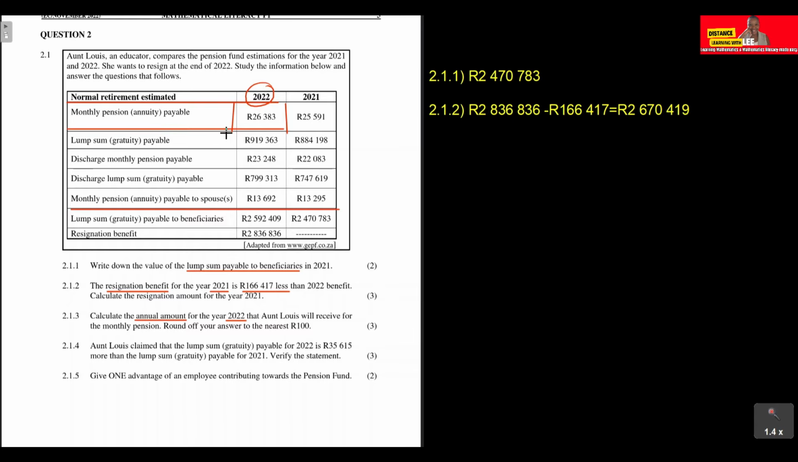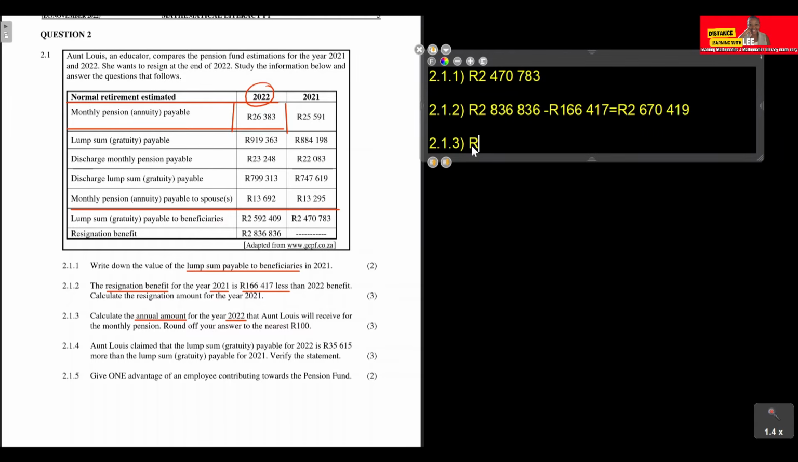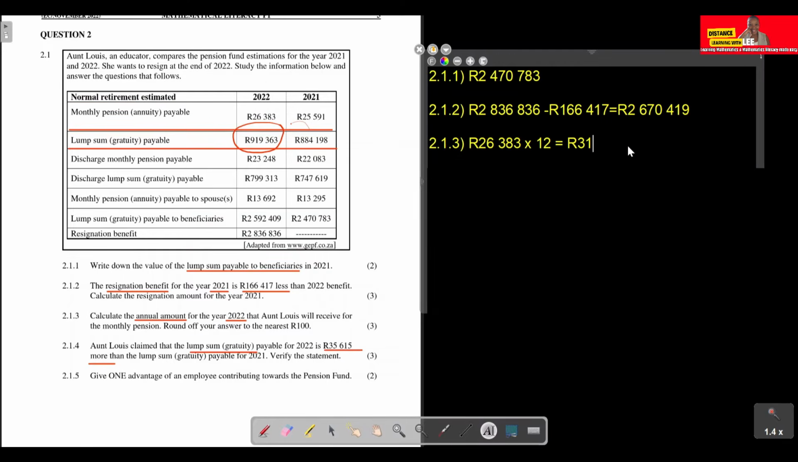and we're going to multiply it by 12 to be able to determine what the annual amount will be. Okay, so we're just going to take that amount of 26,383, multiply by 12 because we want the annual amount, and if you punch that into your calculator, you'll get that the annual amount is equal to 316,596. Okay, so now we are not done.